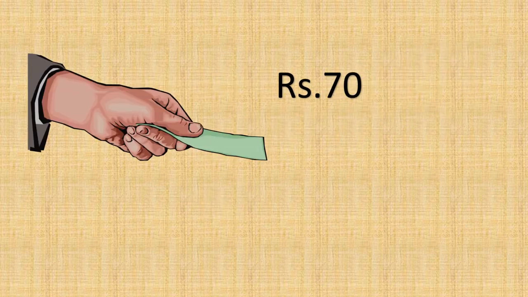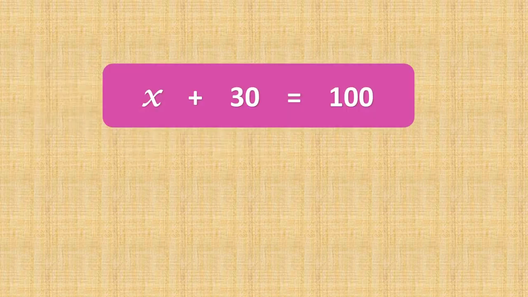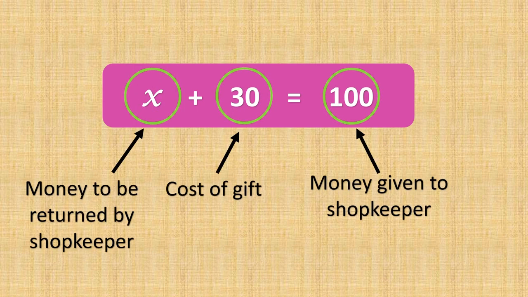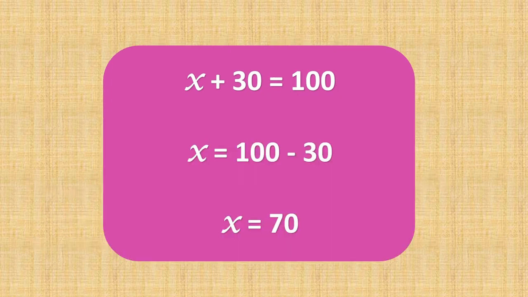Now, how can we solve this problem using algebra? In algebra, we can construct an equation like x plus 30 equals 100. And in this equation, 100 is the money that we give to the shopkeeper, 30 represents the cost of the gift, and x represents the money that the shopkeeper needs to return to us. And when we solve this equation, we get x equals 100 minus 30, x equals 70, meaning 70 rupees. So that's how we can use algebra in everyday life to solve some problems. And we will study more problems in the video at a later stage.